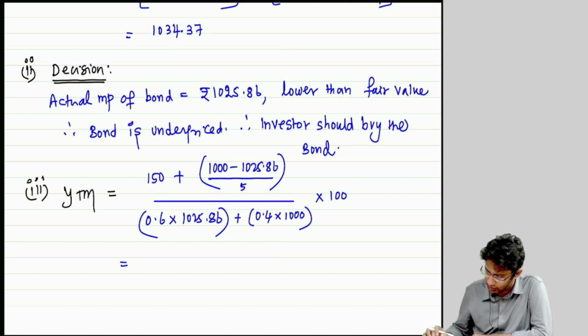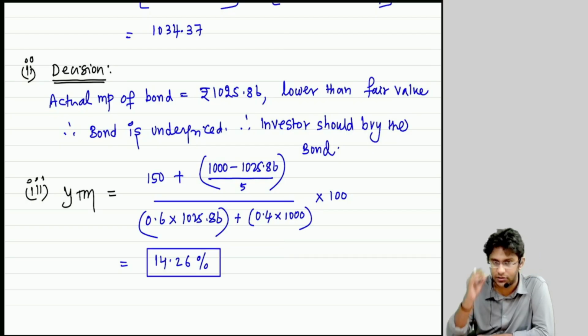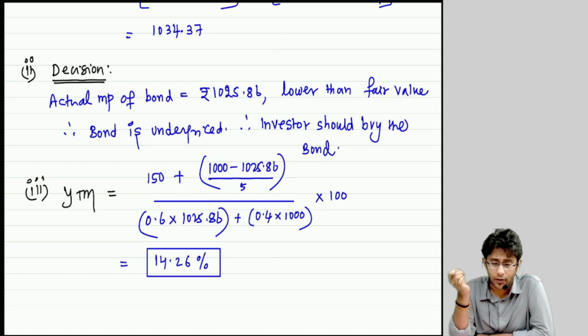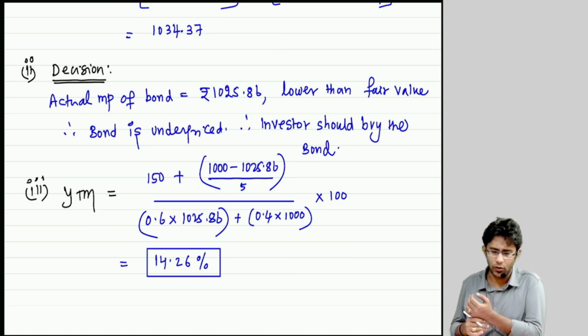Conclusions, if you remember, life will be very easy for you. It is 14.26%. Marginally only higher, but still it's higher. That fellow wanted 14, the bond is giving him 14.26. That's good enough actually.